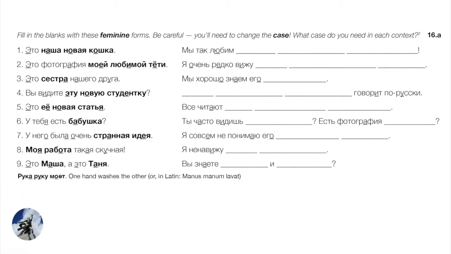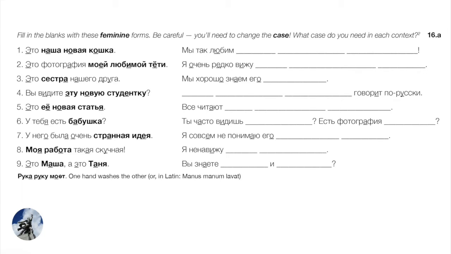Now let's start with number one. Это наша новая кошка. Okay, now let's say something else about this topic and watch out for what case we need, right? We have to analyze a little bit to figure out what case we need in the given example. Мы так любим. We so love. Okay, what are we missing here?